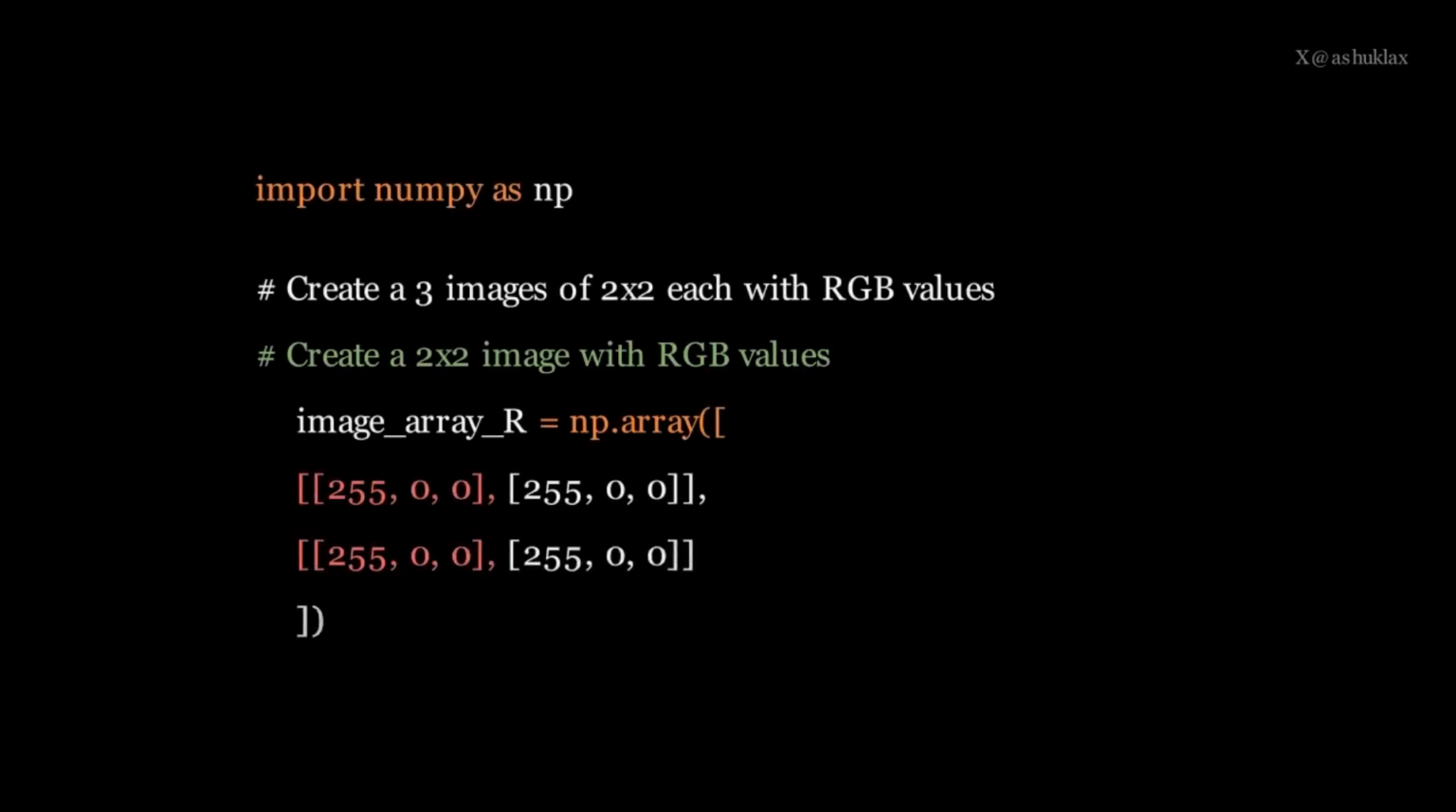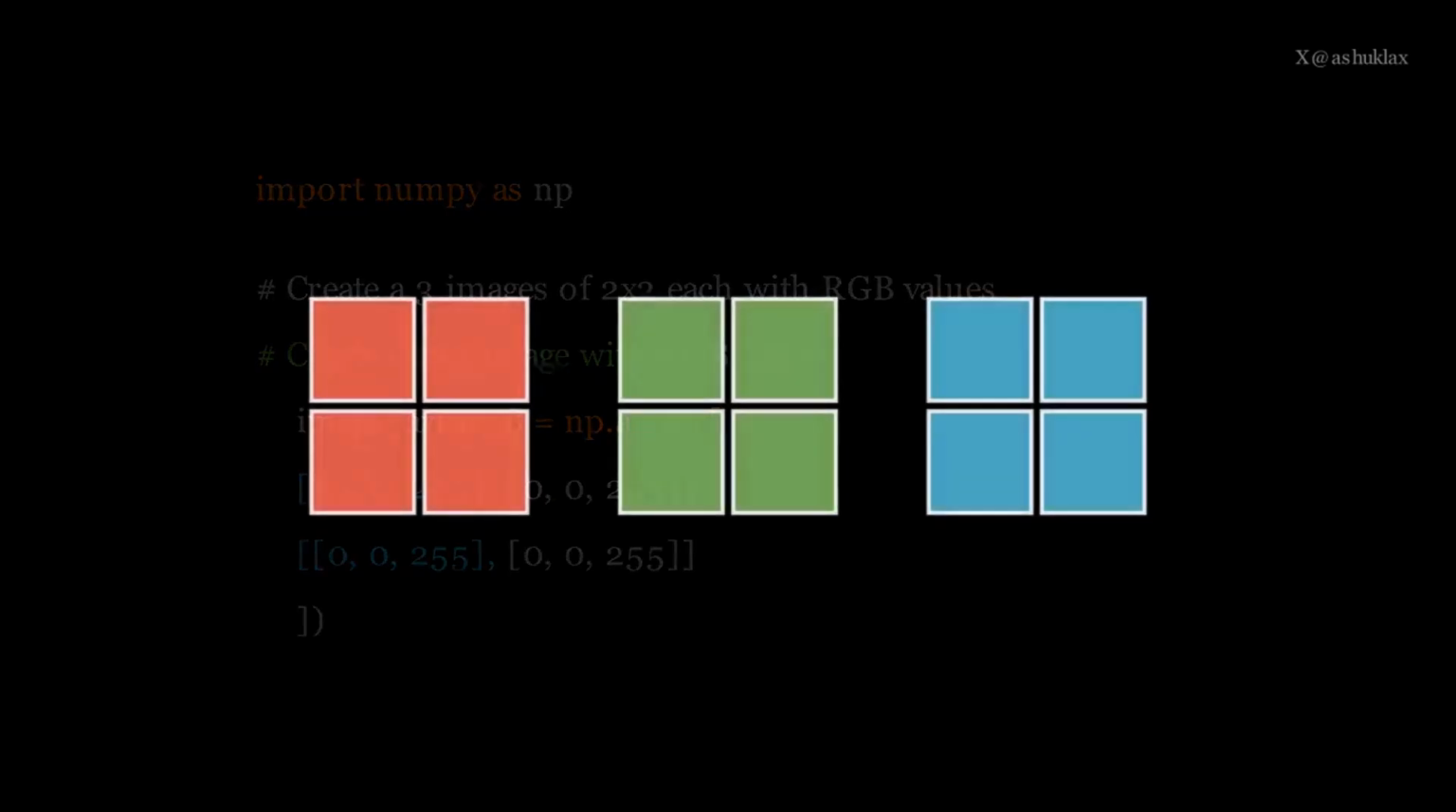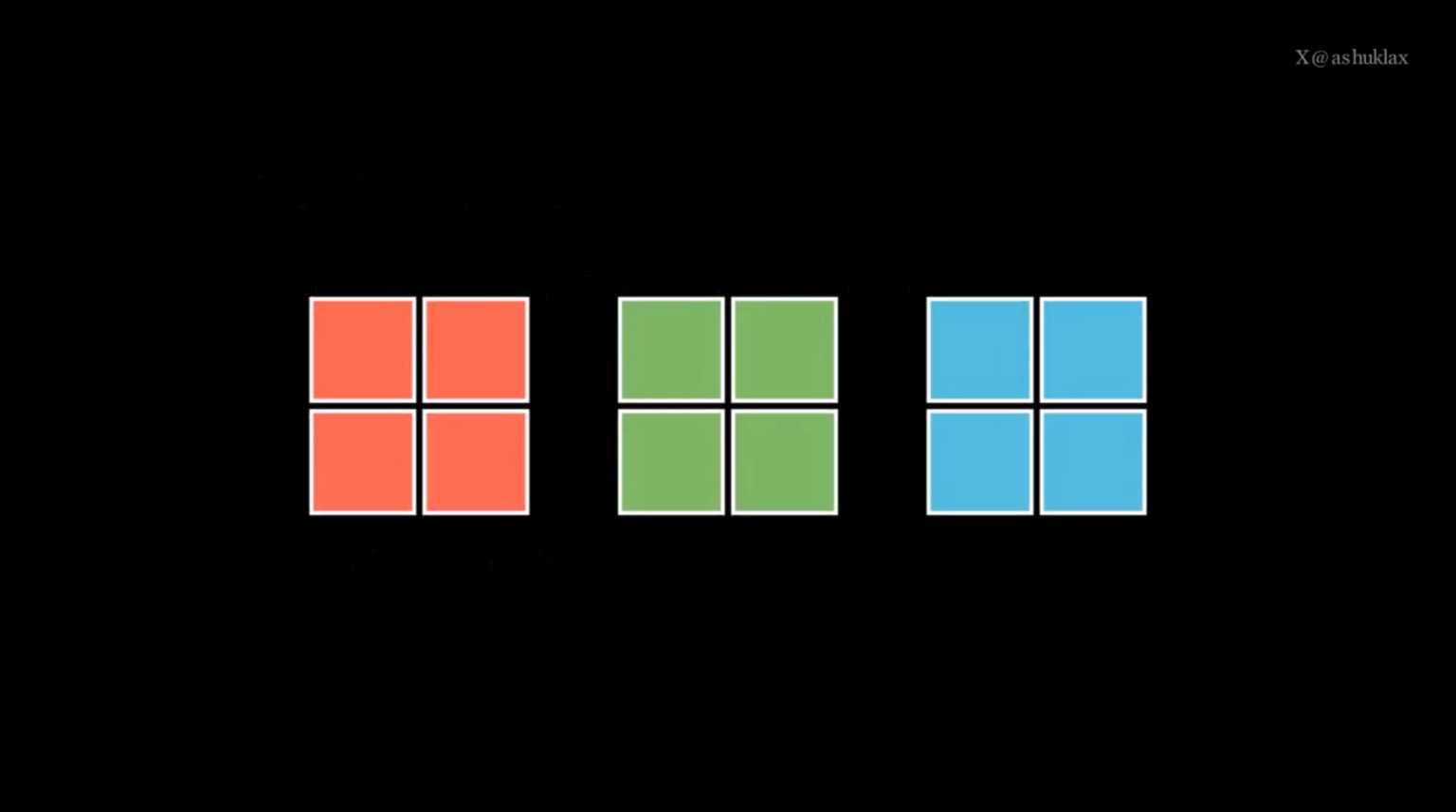Now, let's take another example. This time, let's create 3 image arrays, each 2 by 2 pixels. Let's write the code to create image A, image B, and image C. In reality, these images look like this. As you can see, each of these images has exactly 4 pixels, arranged in 2 rows and 2 columns, and they are colored red, green, and blue.